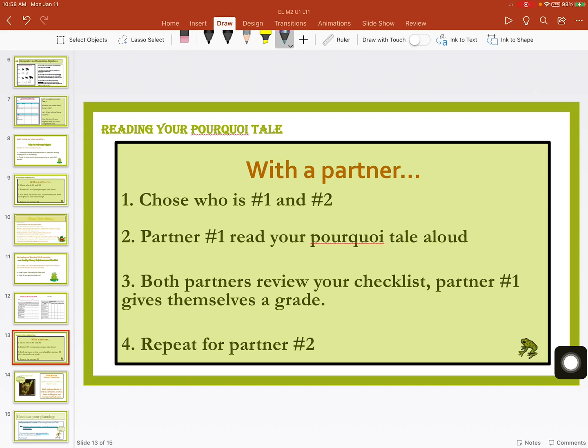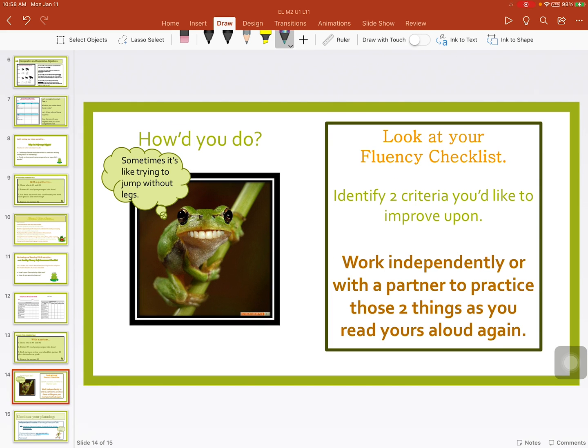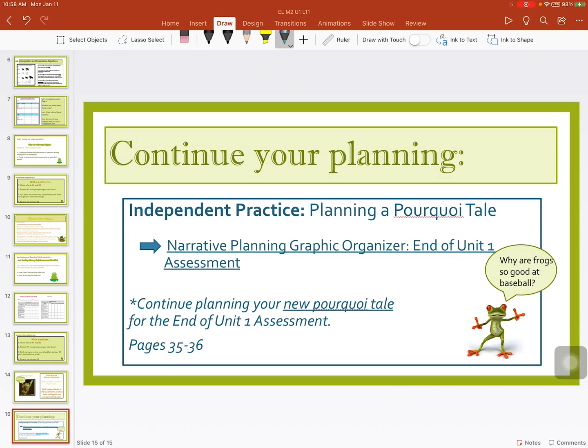Again, there's more partner work. And then you're going to look at your fluency checklist and see what you gave yourself and think, how can you improve what you did? And then you're going to finish planning your Pourquoi tale for your assessment that we're going to do in a few days. So if you have not finished your planning on your new why question on pages 35 and 36, make sure that you are getting that done today so that you are ready to go when it is time for your assessment.